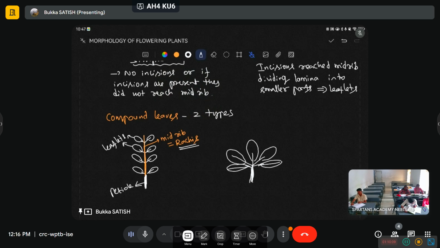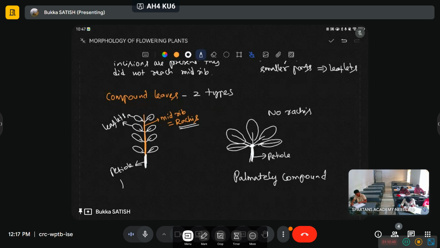Like this, many leaflets are attached to the terminal part of the petiole. There is no rachis. There is no common axis. Why? Because all leaflets are attached to the terminal portion of the petiole like this. This is what we call palmately compound. It's palm-like, that's why palmately compound. The first one is what we call pinnately compound. These are the two different types.